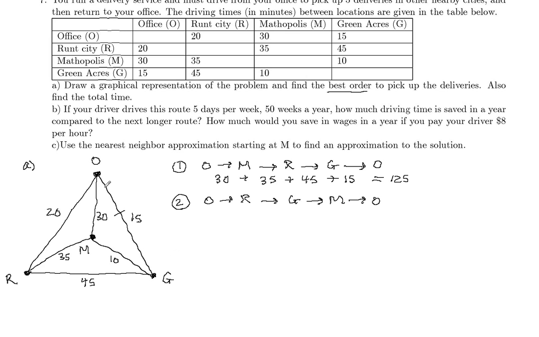Okay, so O to R, that's 20. R to G, 45. G to M, so let's see, G to M is 10. M back to O, right here, 30. And we add those up. Let's see, this is 40. And another 20 is 60. And 45 is 105.